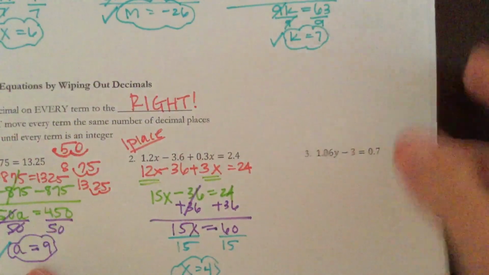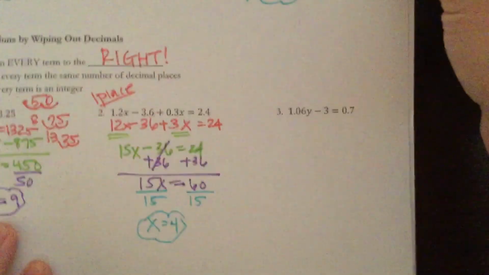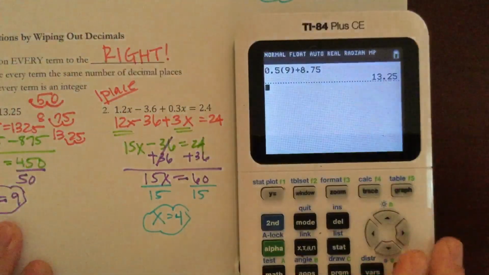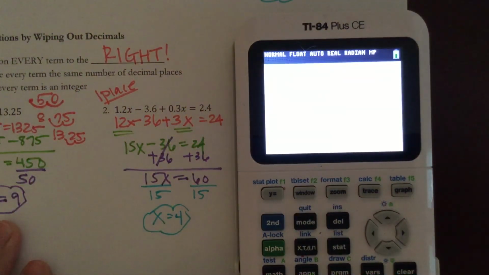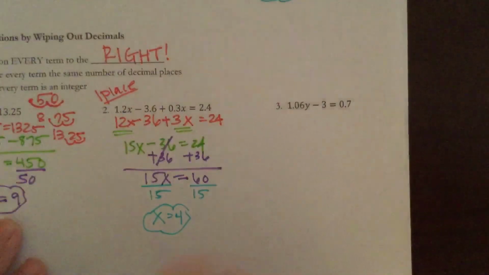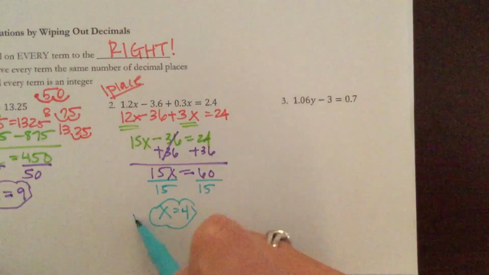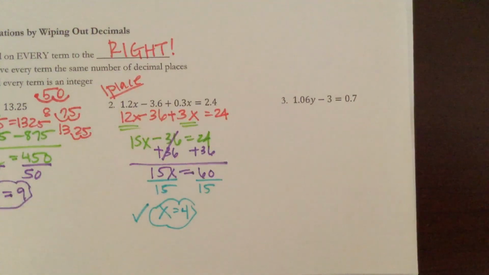Our last step is to check. We are going to plug 4 in everywhere we see an x to make sure we have a true statement. 1.2 times 4 minus 3.6 plus 0.3 times my x value, which is 4. And when I push enter, what number better come out? You're right, 2.4. We've checked. We are confident x equals 4 is our solution.